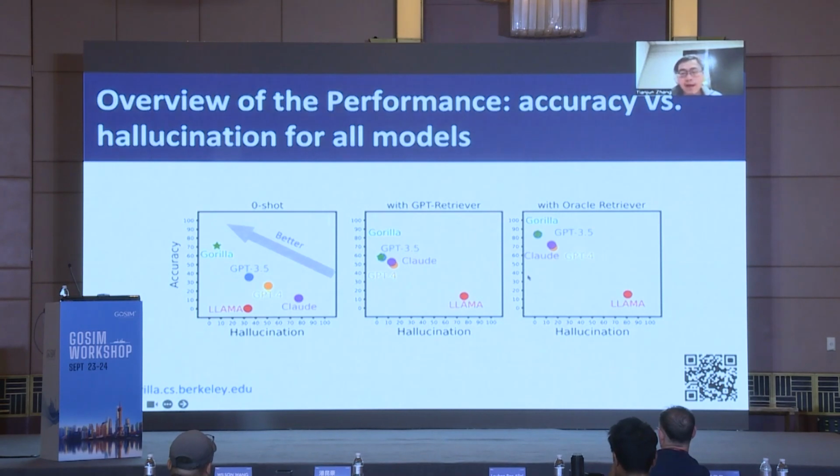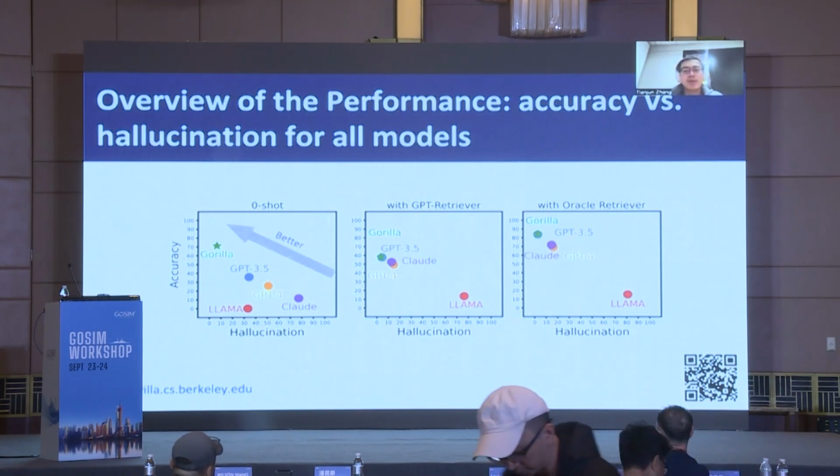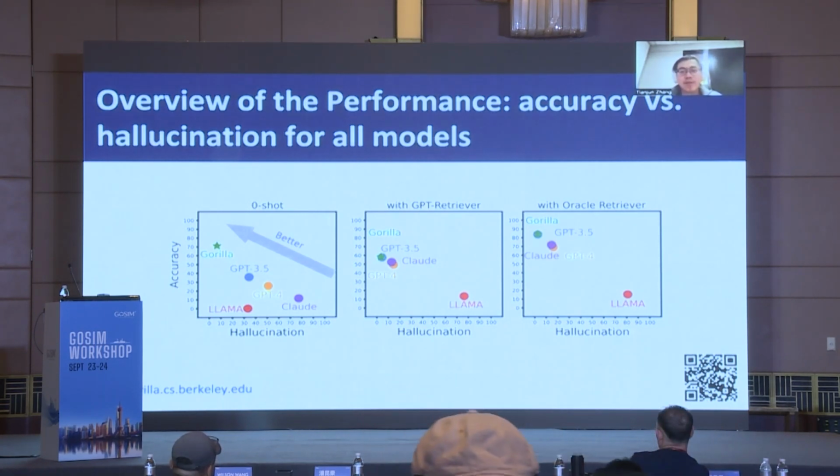On the right-hand side, we see the oracle retriever, which we cannot get access to in reality. But we just want to see, with an oracle retriever, what's the performance of different models. By oracle retriever, we mean that the retriever always knows the correct documentation to retrieve according to the questions. So we can actually see that with the oracle retriever, the model gets better performance even than zero-shot.